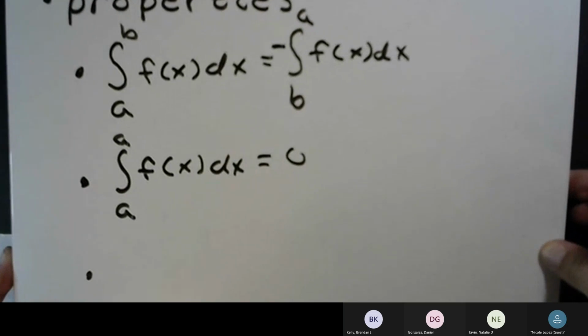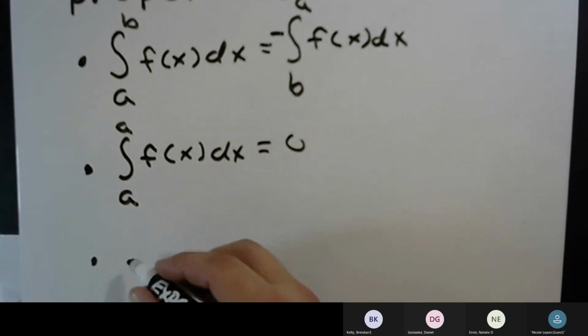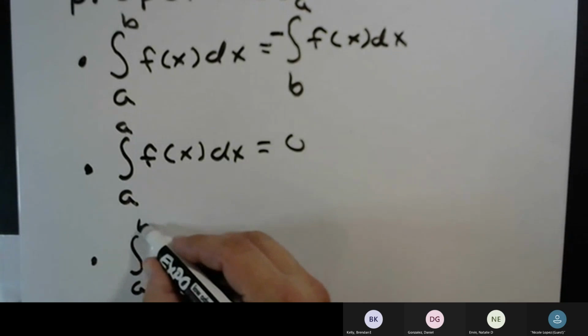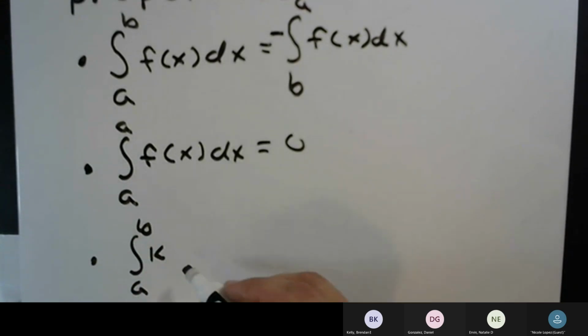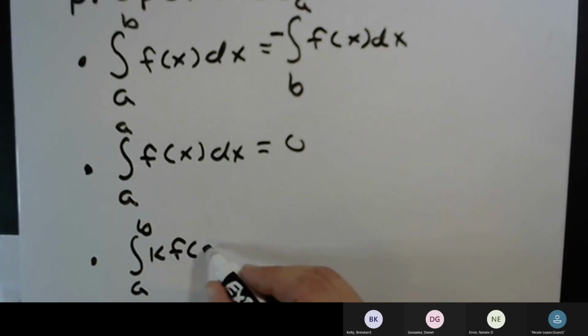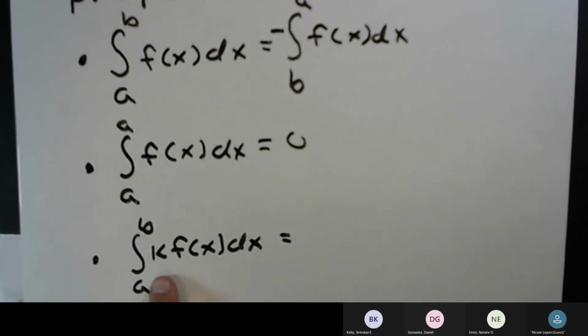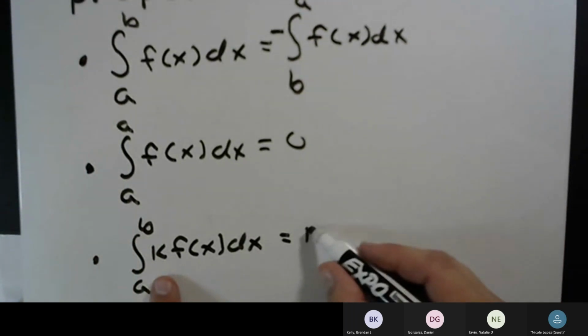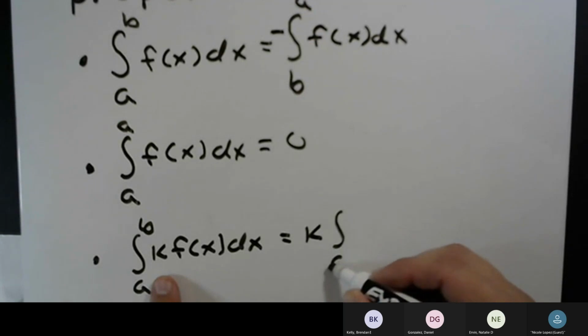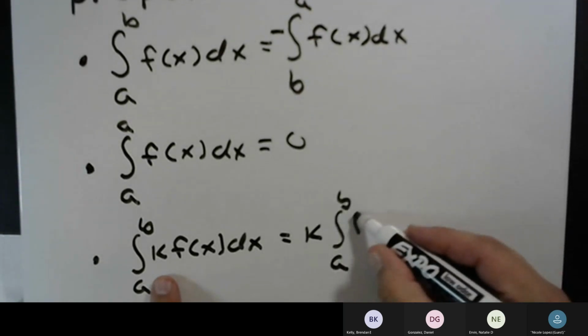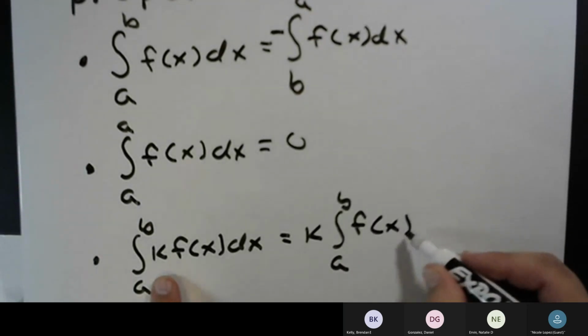And then you're going to see some properties that are similar to those with derivatives. Now, we don't have a product rule. We don't have a quotient rule. But we do have something like this, where k is a constant. k will pass through the integral sign.